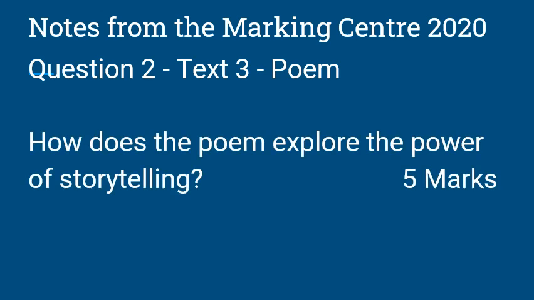And let's move on to question 2, which was text 3, because text 1 and text 2 were in the first question. And it was a poem, and the wording of the question comes directly from the Text and Human Experiences rubric. So how does the poem explore the power of storytelling? And it's a 5 marker. Now, point to note, when we see the word how, we should be looking at techniques, devices, etc.